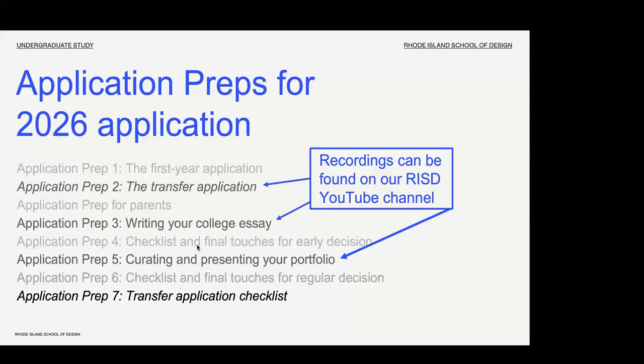Before we get into the presentation, I just want to mention that this is number 7 in our application prep series for the 2026 cycle. We do a bunch of these every year. For transfer students, the most applicable are going to be App Prep 2, App Prep 3, 5, and this current one, 7. And you'll be able to find recordings of the previous ones on our YouTube channel if you want to take a beat and rewind.